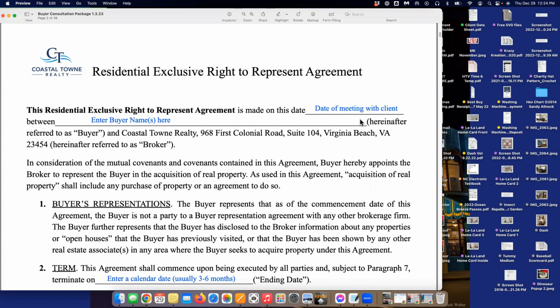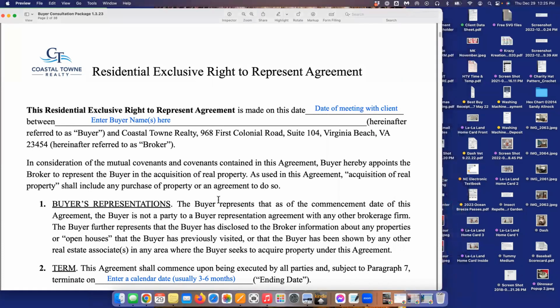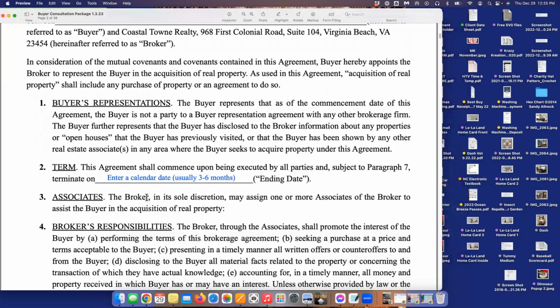You're going to fill in the date that the agreement starts. Going to enter the buyer's name or names here. For the term, you're going to enter a calendar date, which is usually 3 to 6 months in the future. It can be a single day. It can be a single property. This is whatever's going to make the buyer comfortable, but you need to have something in place to legally represent them in the purchase of a property.